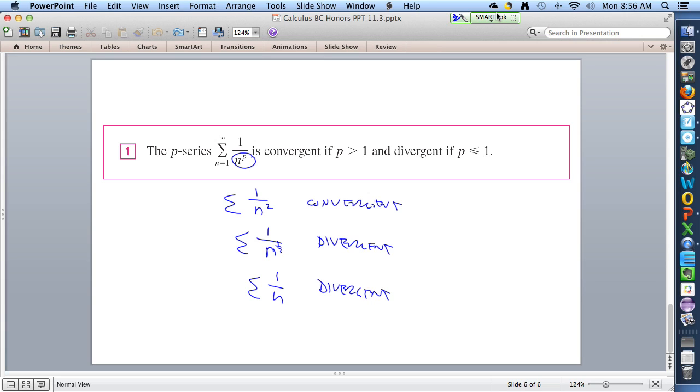And here's something that's, I think, pretty amazing. If the exponent in the denominator, p, is greater than 1, the series is going to converge. If the exponent is less than or equal to 1, it diverges. And to me, that's amazing because what it says is that diverges, but that converges.